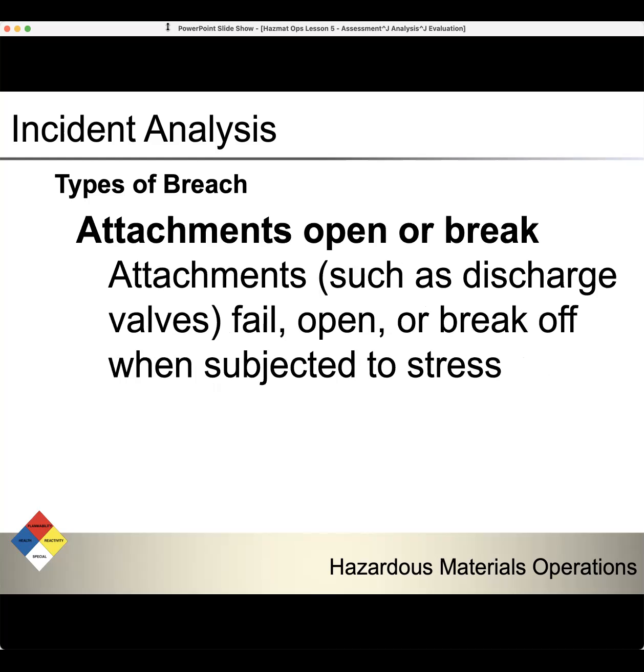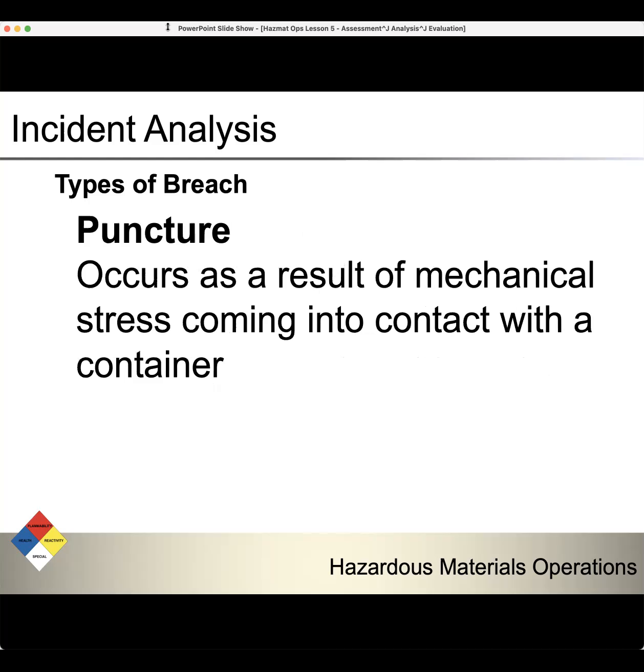Some containers have attachments. These can open or break. There's discharge valves. They can fail. They can open or break off when subjected to stress. Pipes get knocked off, things like that. You can have a puncture, mechanical stress, comes in contact with the container, just a single point. It doesn't travel. It's just whatever size the impact created.